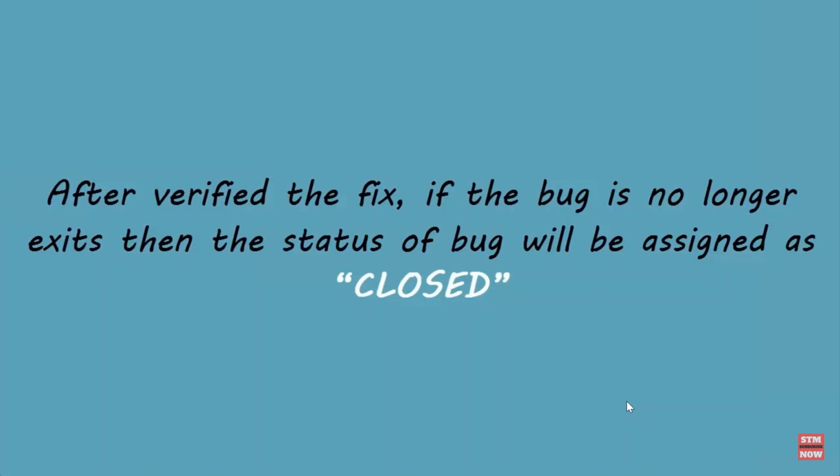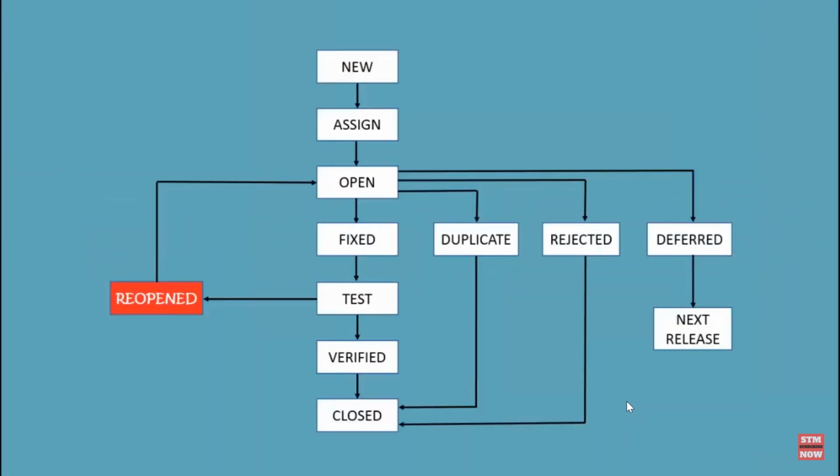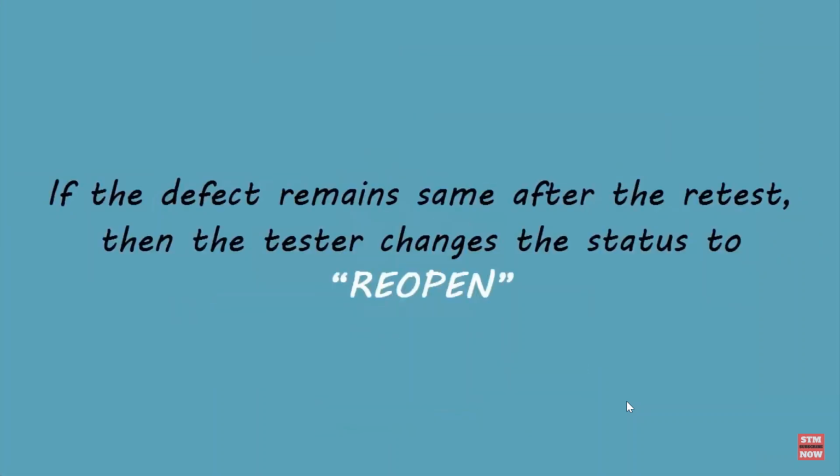Sometimes while doing a retest, we may encounter the same issue again, which means the bug was not fixed properly. Now testers change the status to reopen. If the defect remains the same after the retest, then the tester posts the defect using the defect retesting document and changes the status to reopen. Again, the bug goes through the life cycle to be fixed.